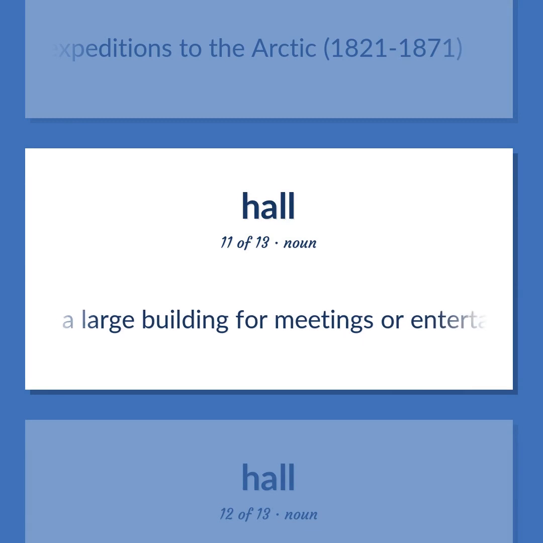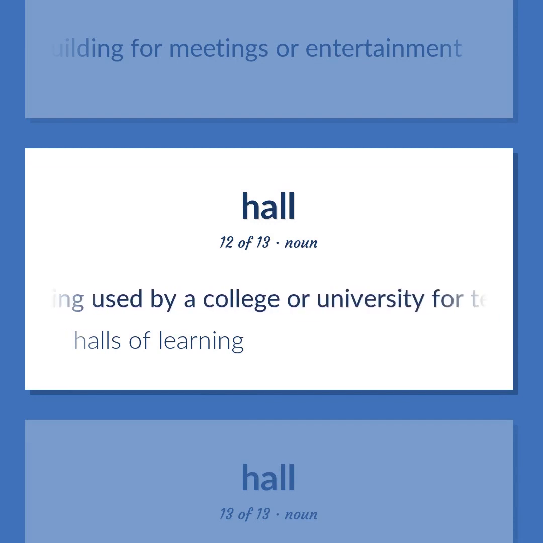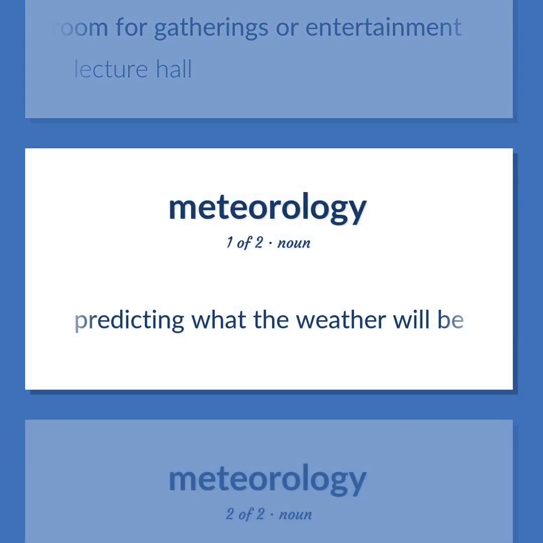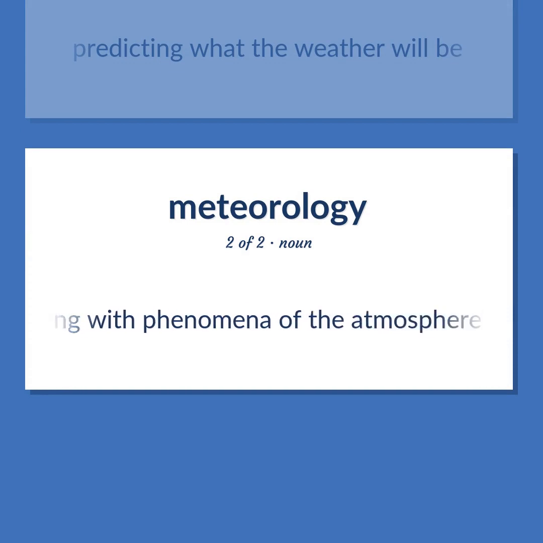A large building for meetings or entertainment. A large building used by a college or university for teaching or research. Halls of learning. A large room for gatherings or entertainment. Lecture hall. Predicting what the weather will be. The earth science dealing with phenomena of the atmosphere, especially weather.